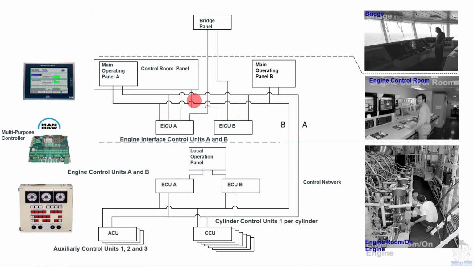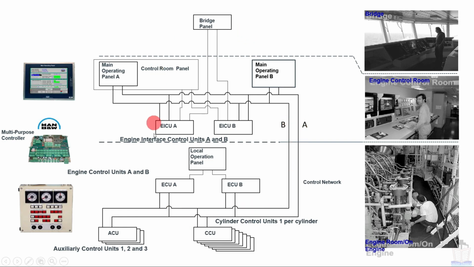This picture depicts what components are connected with main network cable A and B. We can see here that MOP A, B, EICU A, B, ECU A, ECU B, SU and all CCU are connected with this network cable A and B.